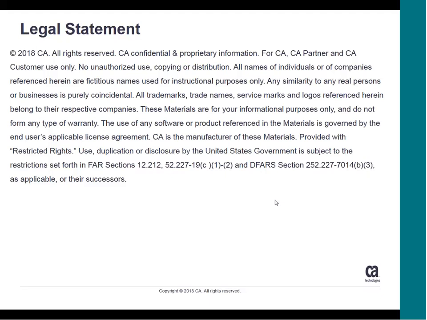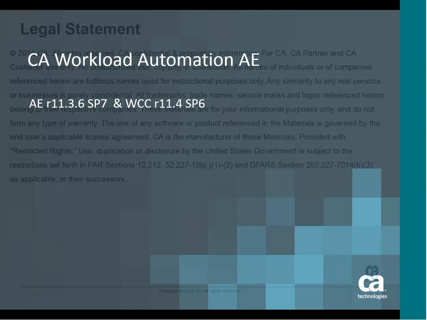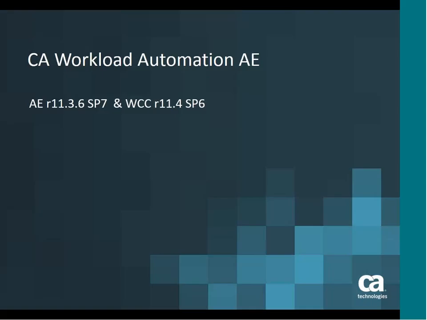My name is Rajesh, and I'll be the presenter for the Part 1 series of the 11.3.6 AE and WCC SP7 and SP6 release that we have had very recently. This is a legal statement which is talking about the need for confidentiality of the proprietary information that is going to be discussed in the subsequent slides. AE is at SP7 and WCC is at SP6, so we will be discussing the features that have come in against these releases.